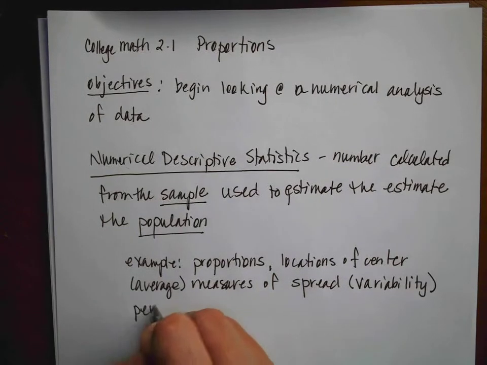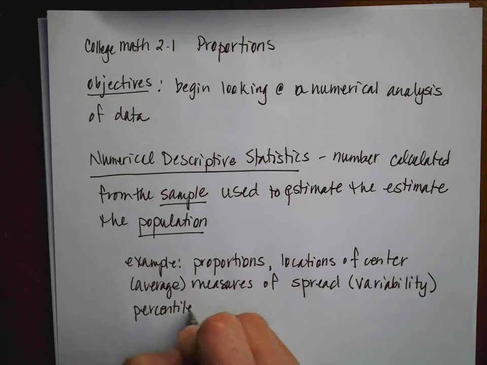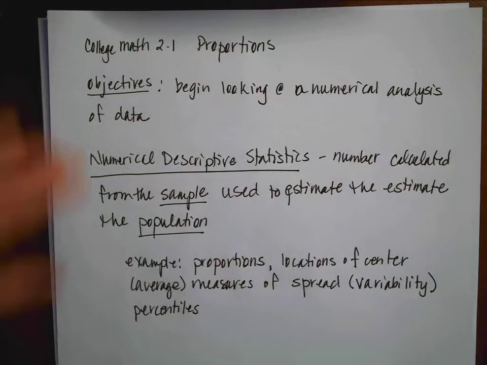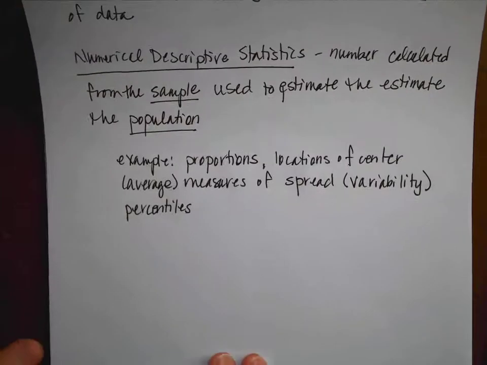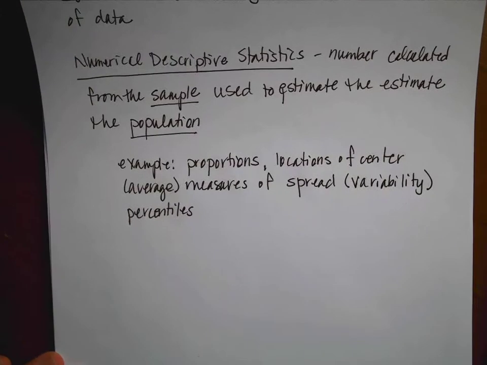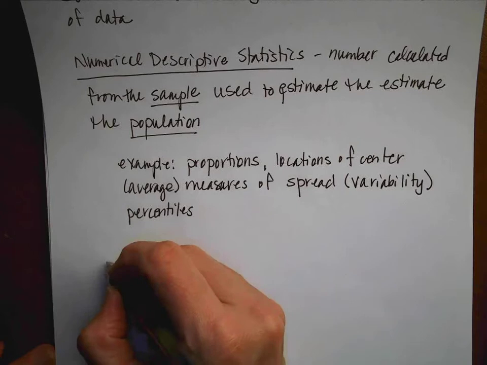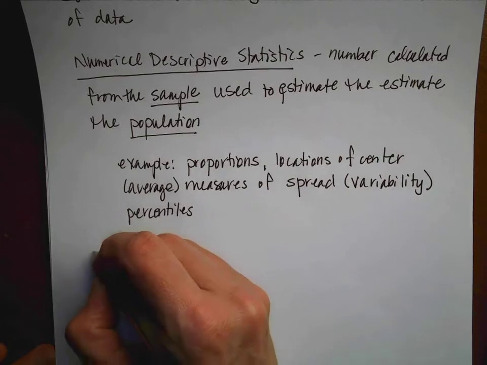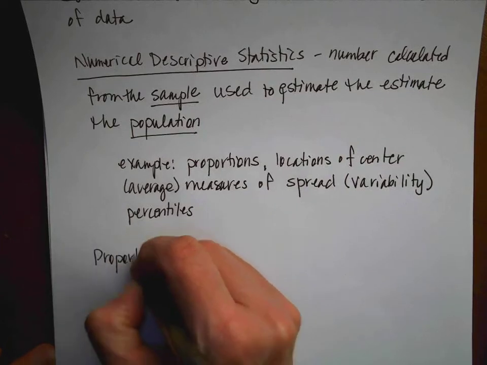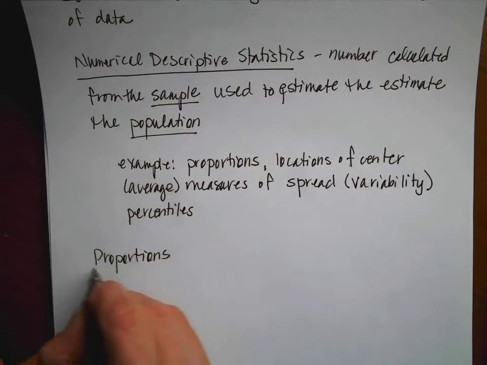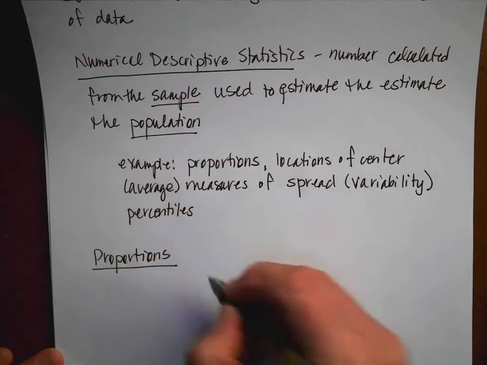And then we're going to be looking at percentiles. And percentiles show up often, like on a standardized test score. So these are just some of the things that we're going to be looking at in chapter 2 as we talk about descriptive statistics. The first thing that we want to talk about today are proportions. Today is a nice, easy day, especially for bookwork.